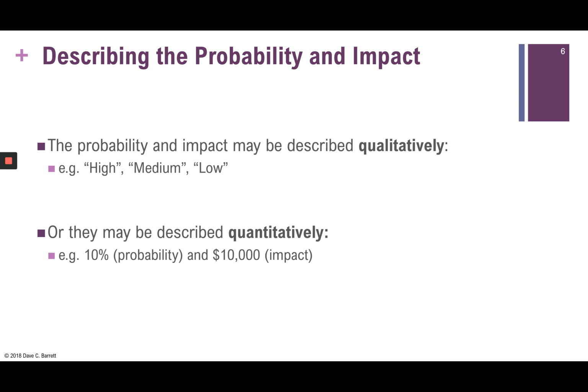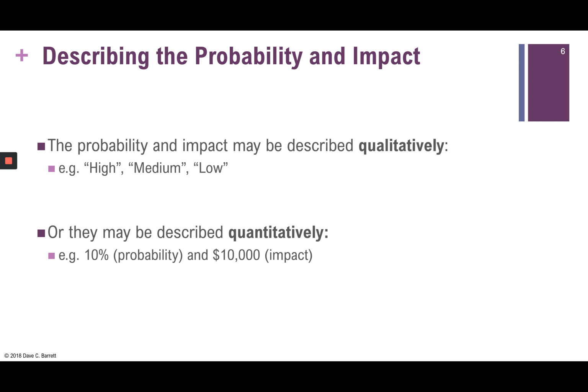They may also be described quantitatively. For example, we can say that the probability is 10%, which is quantitative, or the impact is that it may cost us $10,000 in terms of a penalty or cost.